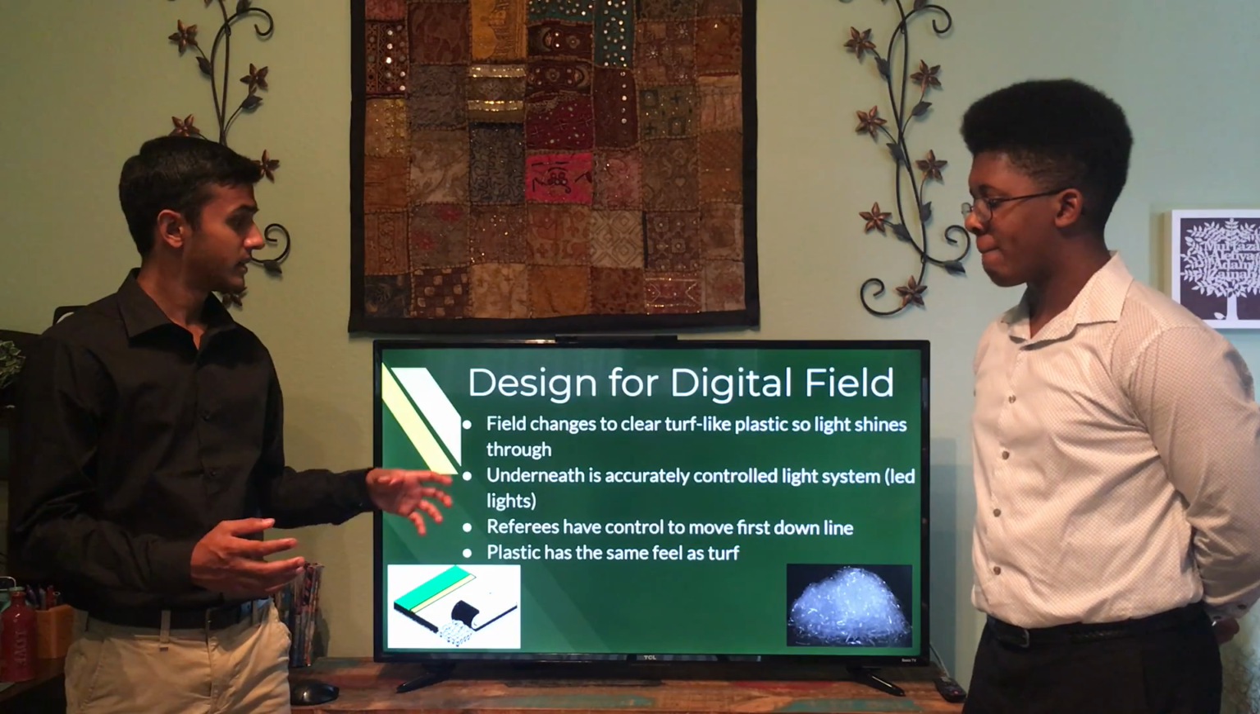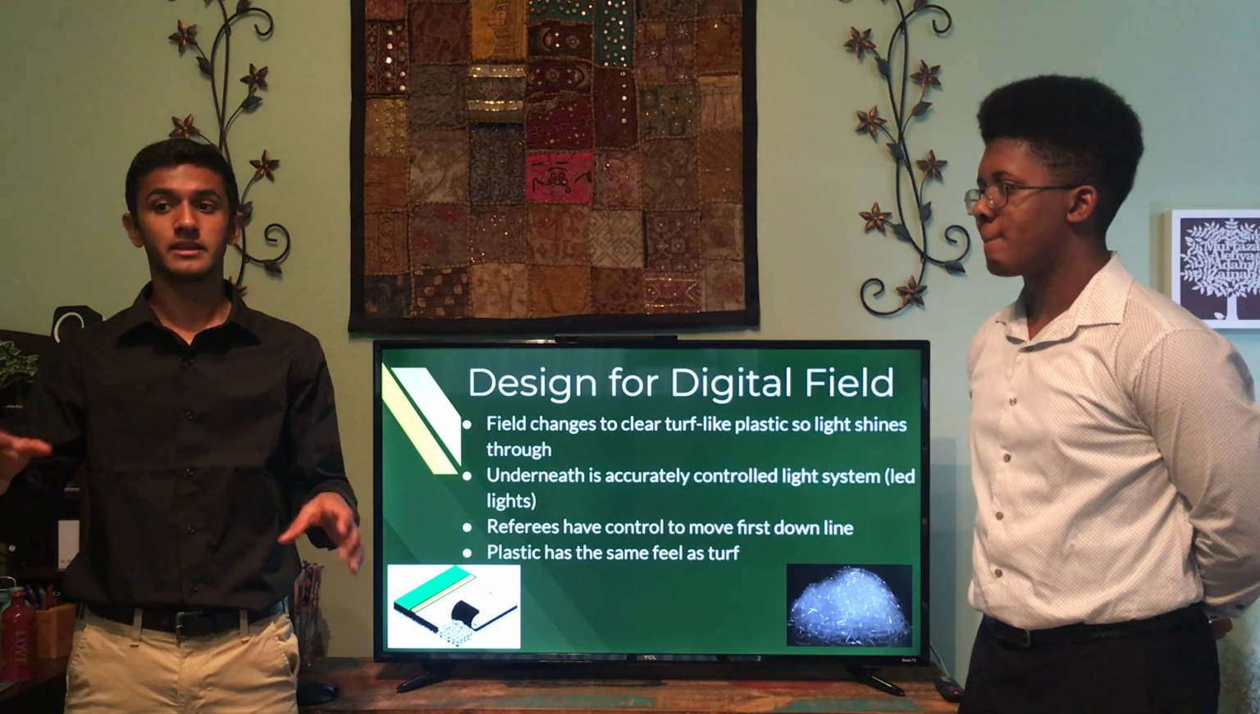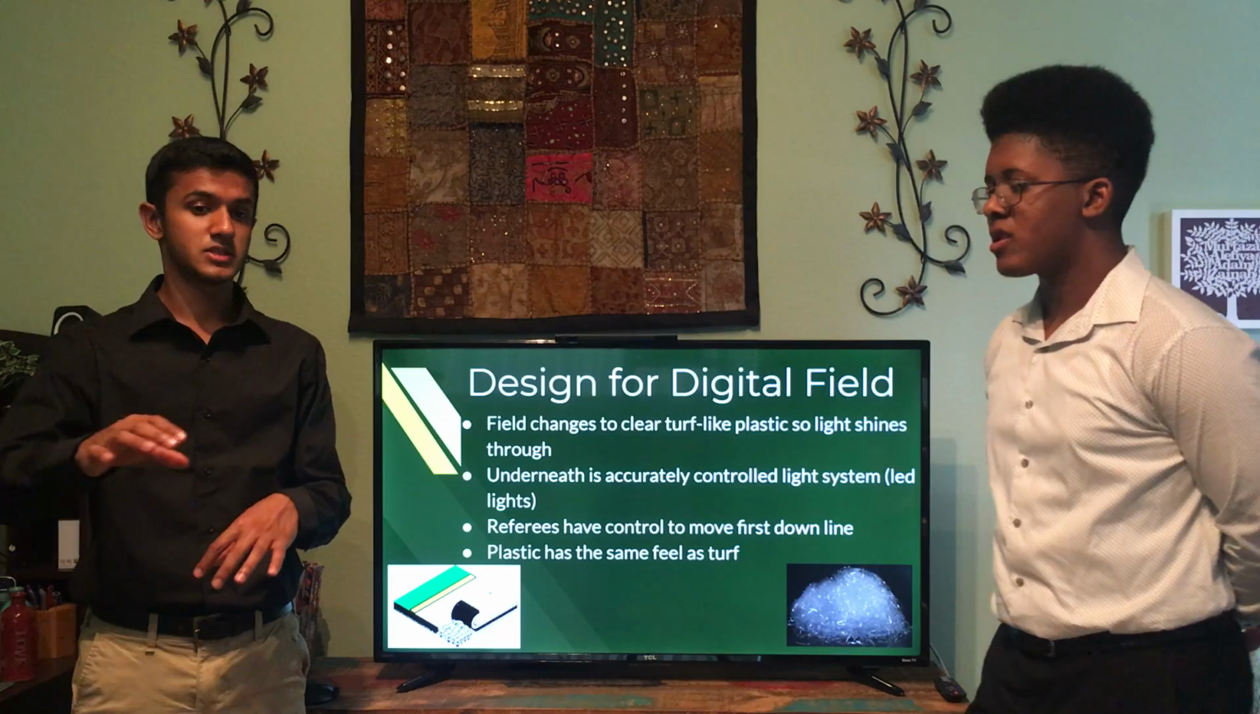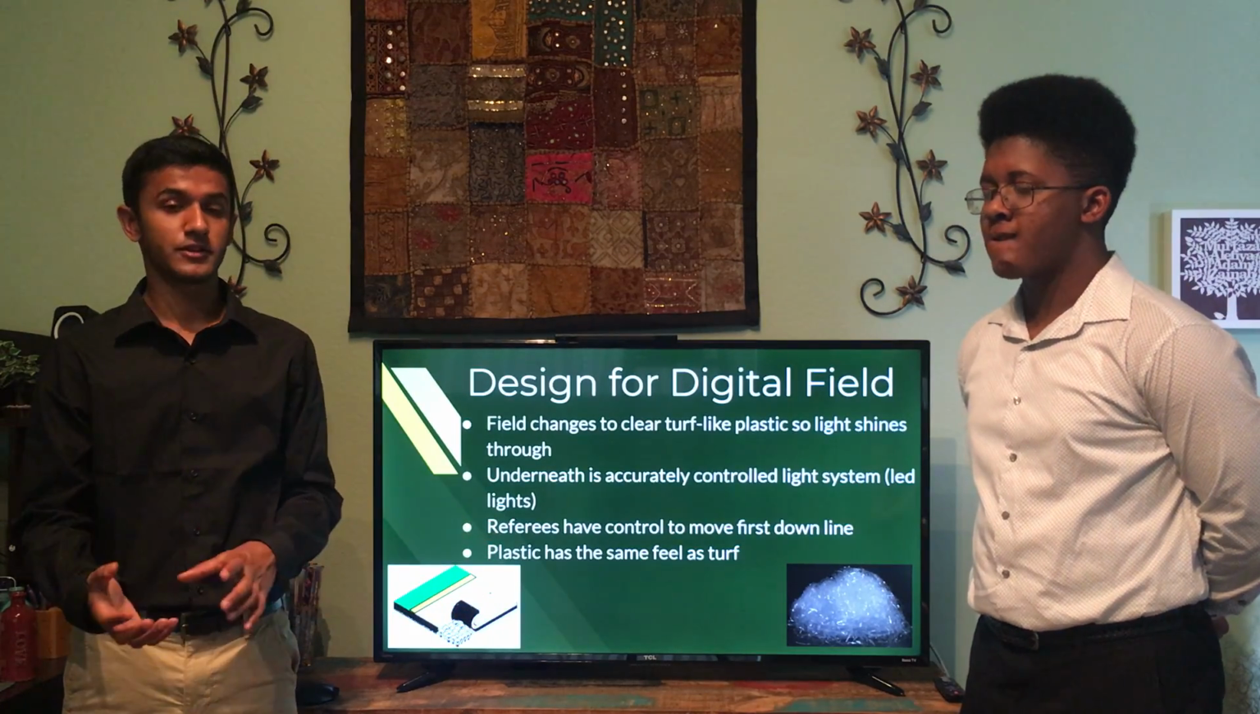An extension of this solution is that the lighting system could be made to do anything it wants. The lights can be programmed to light up in certain locations, for example, to create a soccer field rather than a football field.